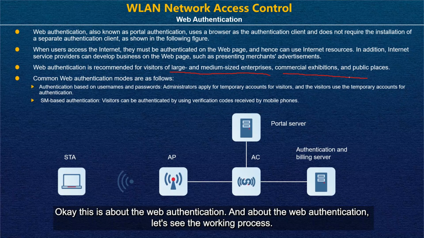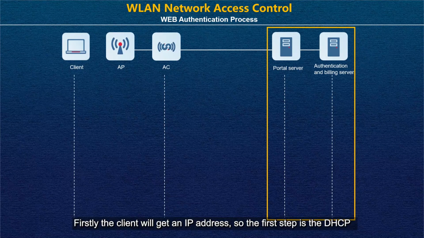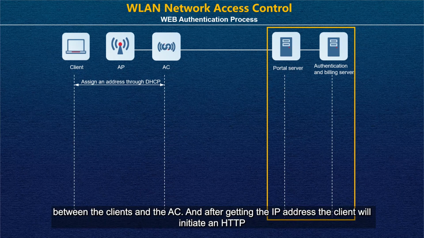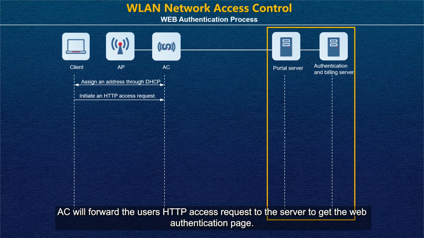And about the web authentication, let's see the working process. Okay, firstly, the client will get an IP address first. So the first step is DHCP between the client and the AC. Okay, and after getting the IP address, the client will initiate an HTTP access request because the client needs to get the web page of authentication, right? And then AC will forward the user's HTTP access request to the server to get the web authentication page.